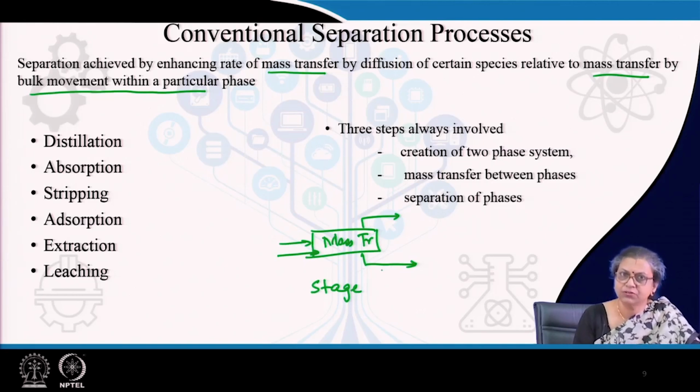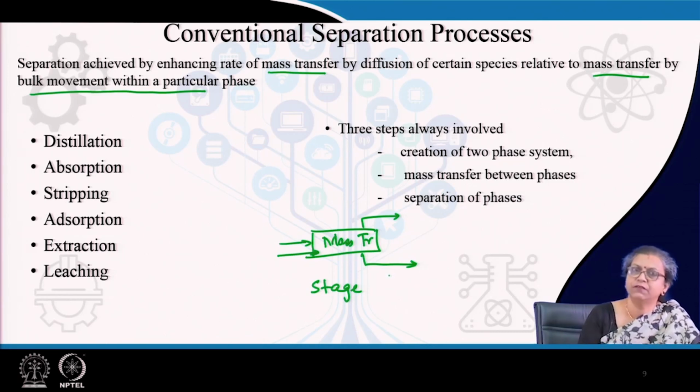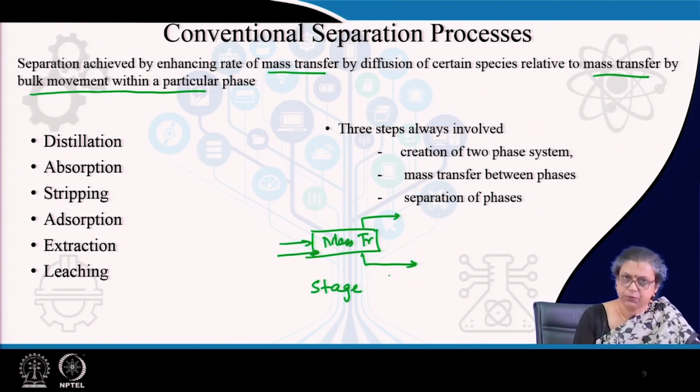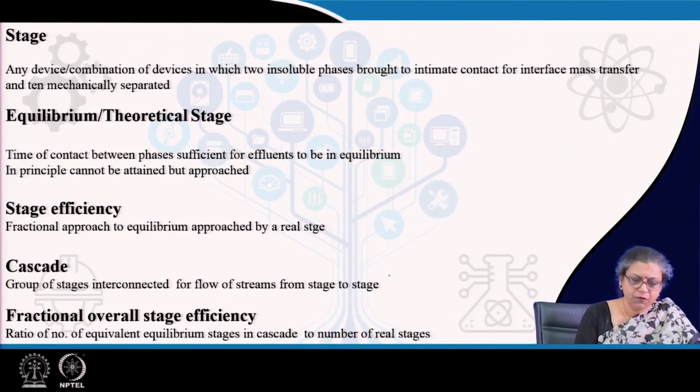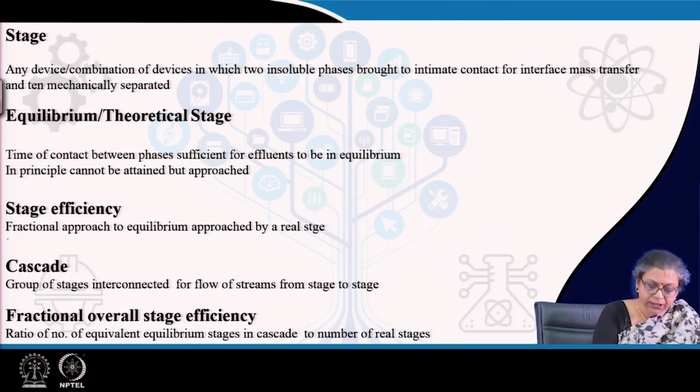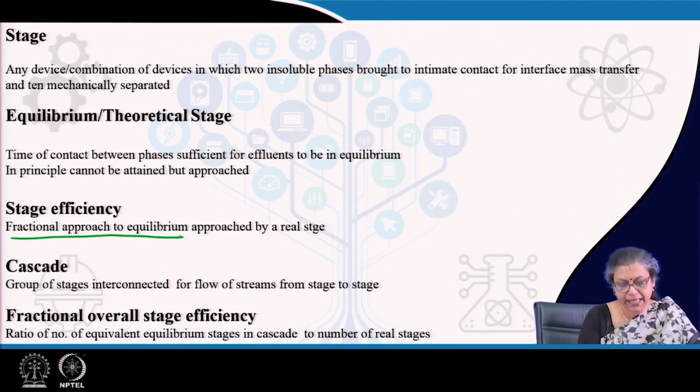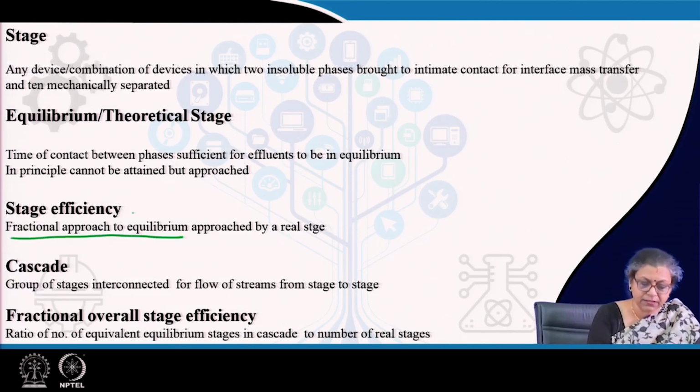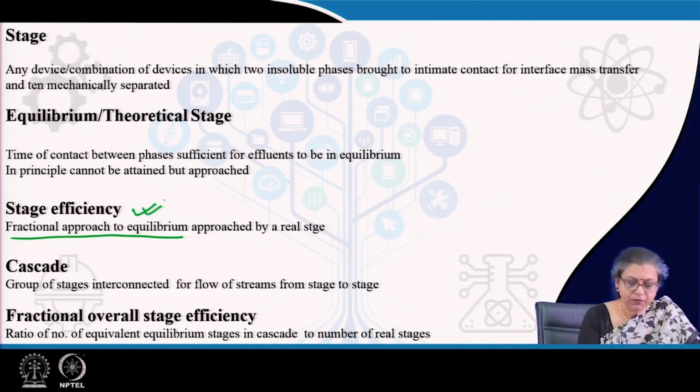And it is important to remember that in practice we cannot attain the equilibrium compositions. It will definitely not be economically feasible; either we need a very big equipment or a very long time of operation in order to achieve equilibrium. So, mostly what do we get? We can approach equilibrium, we cannot attain it. The fractional approach to equilibrium that we can achieve in an actual stage is known as the stage efficiency. We will be discussing more of stage efficiency when we discuss the individual processes.